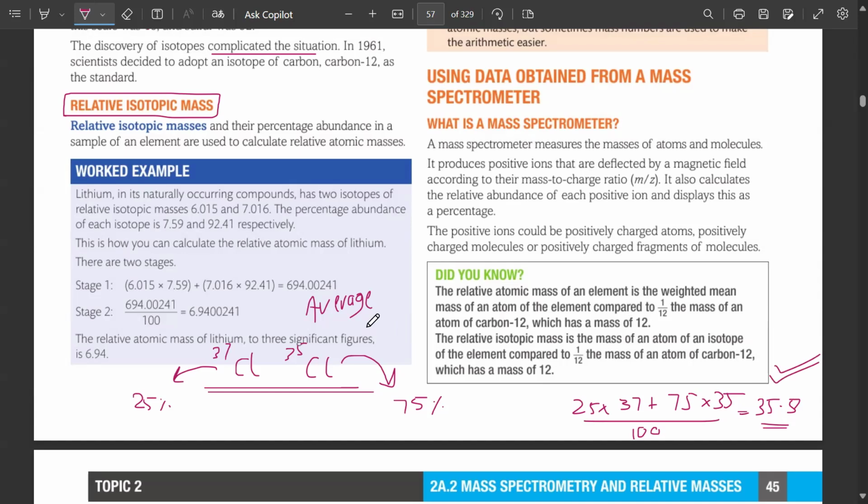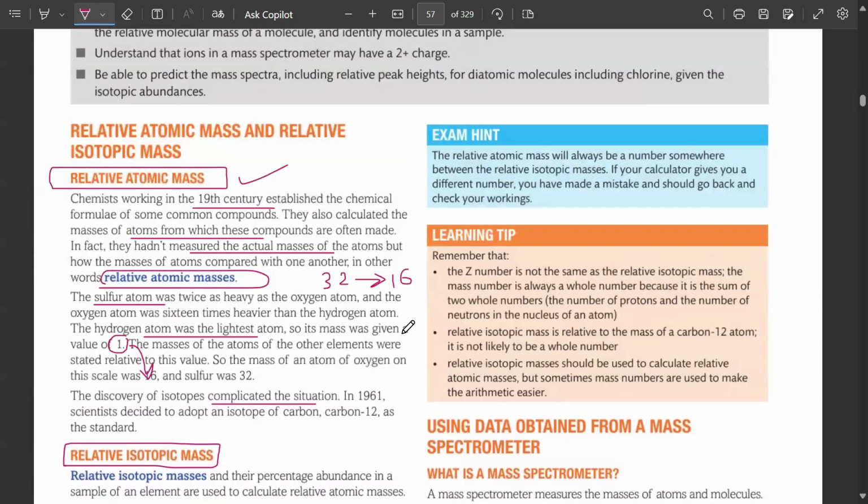So the periodic table value you all see is not an isotope of chlorine. That is the average of all isotopes of chlorine. Got it? You're right. Good.